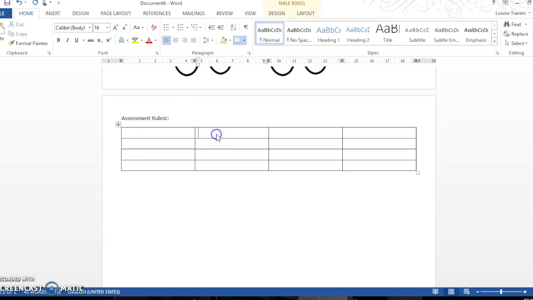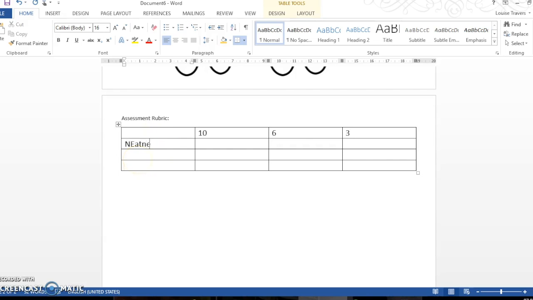So I'm going to do my key, and I think I'm just going to go 10 points. I'm going to do 6 points, and I'm going to do 3 points. And then I choose the topics that I want.